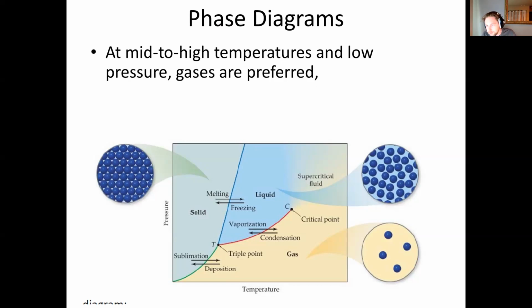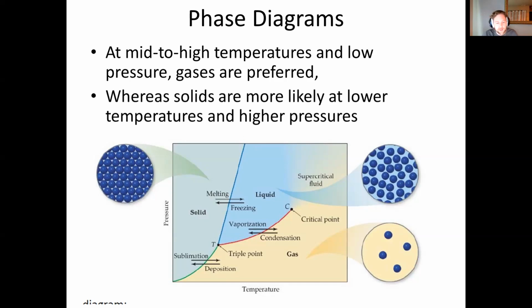gases prefer larger temperatures and lower pressures so they can spread out, and that high temperature is going to allow them to move around really rapidly. And generally solids are seen at low temperatures and higher pressures. Higher pressures meaning forces that are pushing the molecules closer together, they're more likely to be in the solid phase.